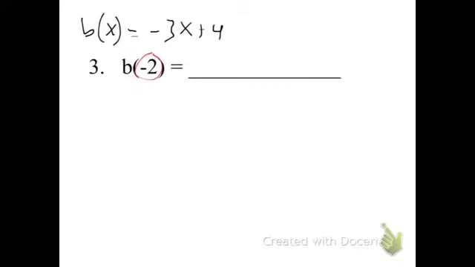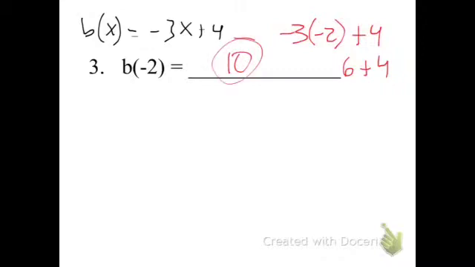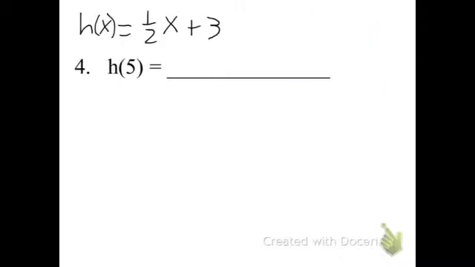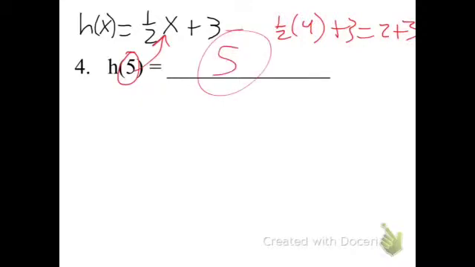Going to 3, take negative 2, put it in for x, and calculate. So we got negative 3 times negative 2 plus 4. Negative 3 times negative 2 is positive 6, plus 4 is going to give us our final answer of 10. On 4, you have to take 5, put it in for x, so you got 1/2 of 4, plus 3. Well, 1/2 of 4 is 2. And we have to do 2 plus 3, which is going to give you the number of 5.